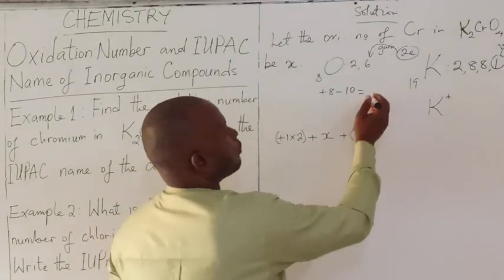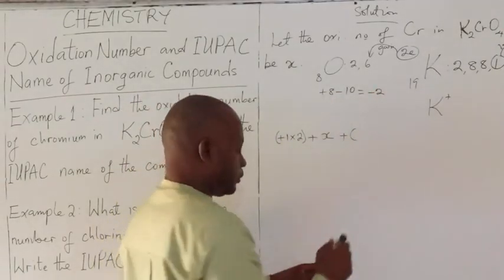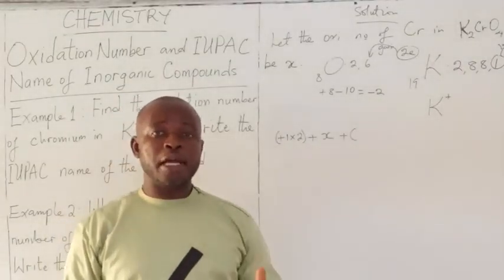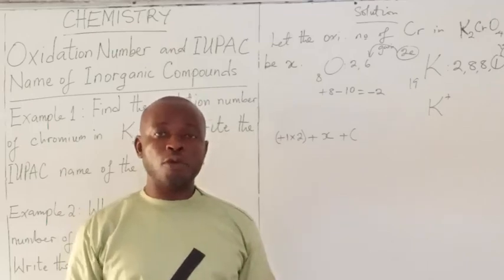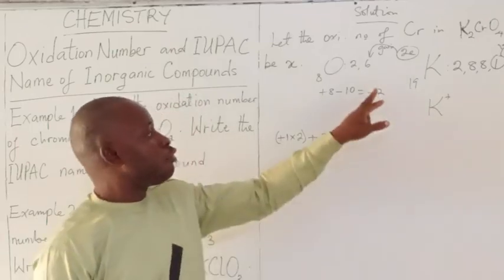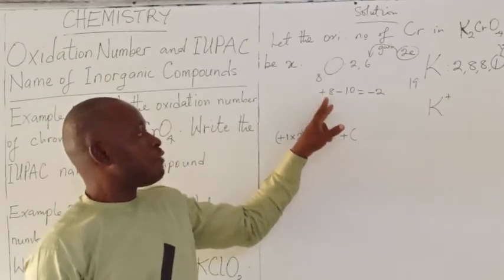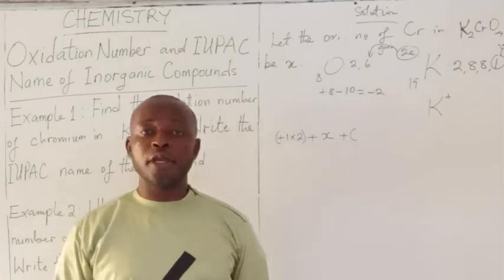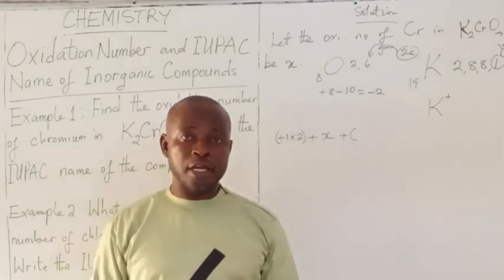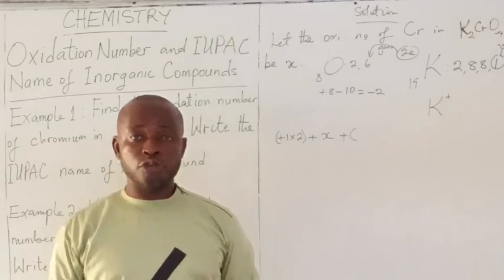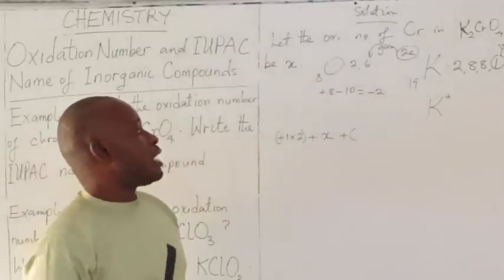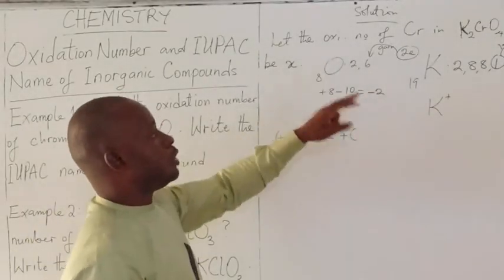What are we going to have? Do you remember number line in your JSS 1? Using the number line, plus 8 minus 10 equals minus 2. That is, you have 8 naira, but you are owing somebody 10 naira. Can you pay off all the money you're owing? No, you can pay 8 naira. You are still owing how much? 2 naira. So the minus 2 means you are still owing 2. That's the charge of oxygen in this compound.